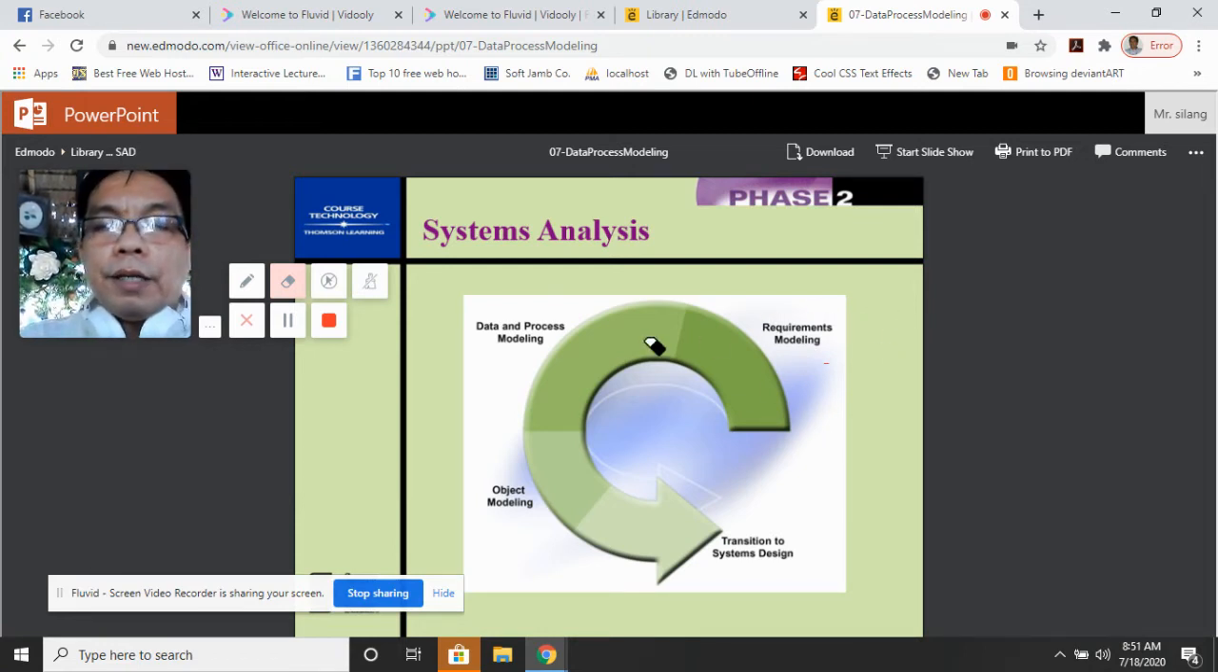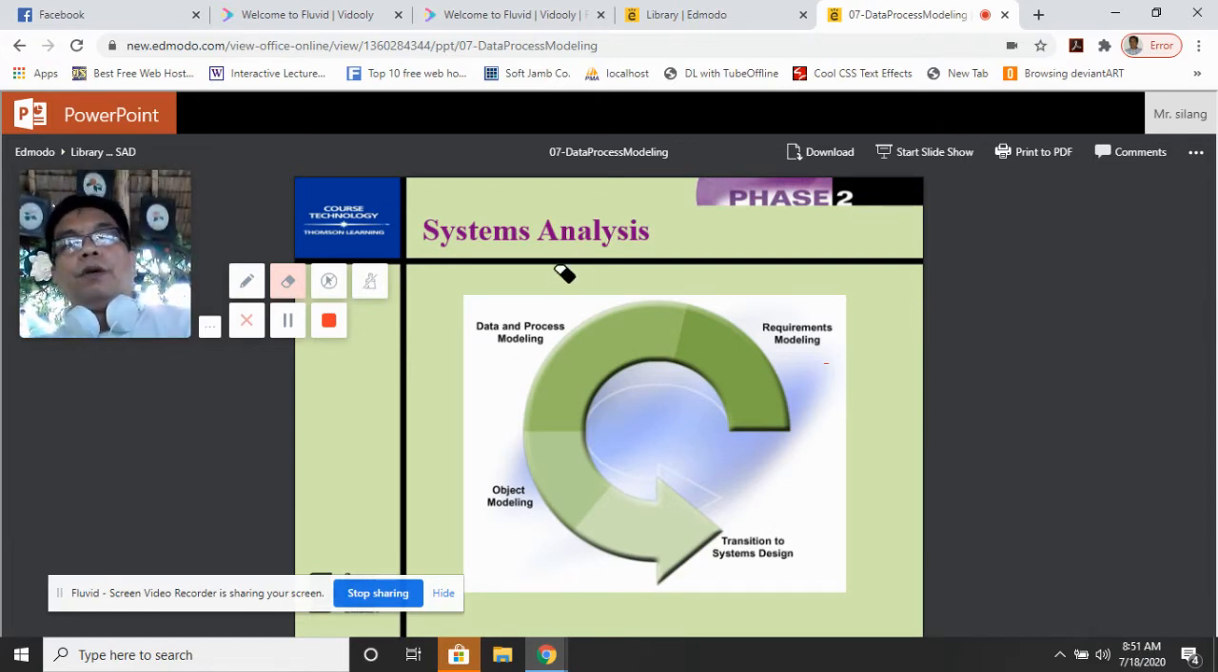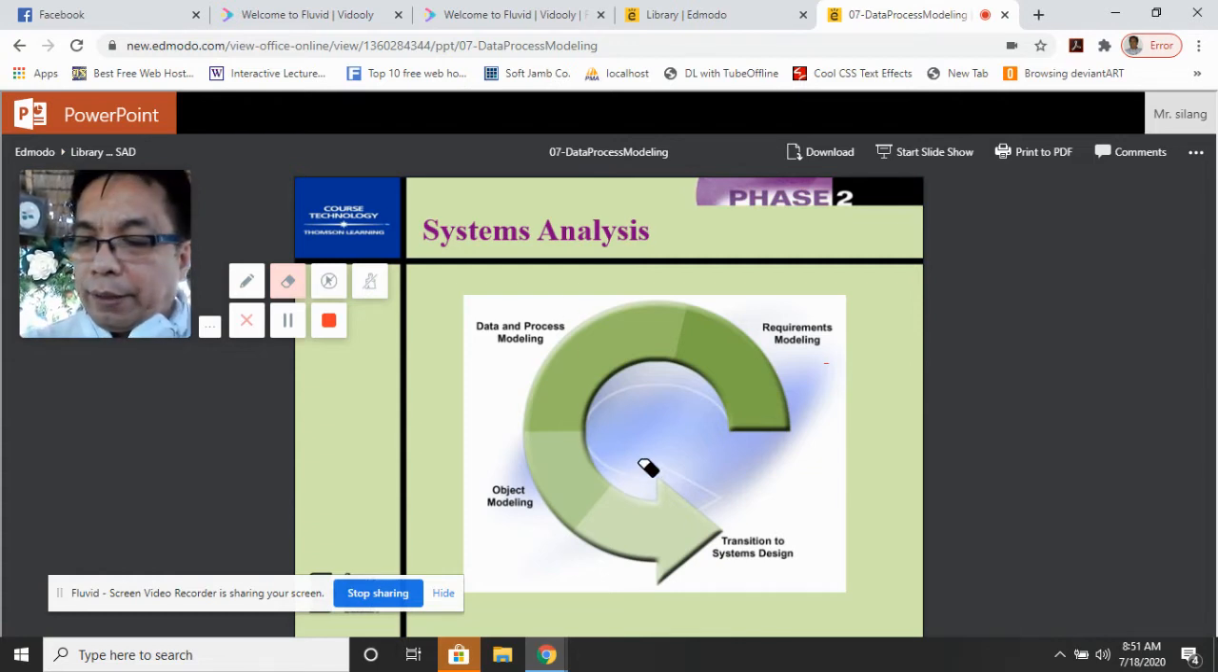Okay, so these are the subphases of the systems analysis phase. So we have requirements modeling, which was actually slide number 6. And what we're doing now is more on data and process modeling. This is actually part of slide number 7. And this will be the other subphases of the systems analysis phase. So this will be discussed in the later slides, I think, 8 and 9.